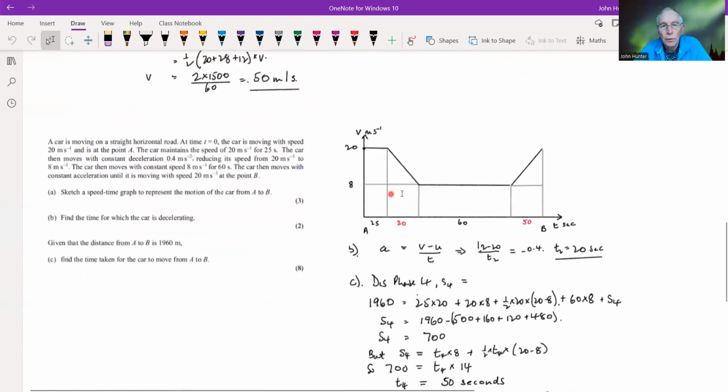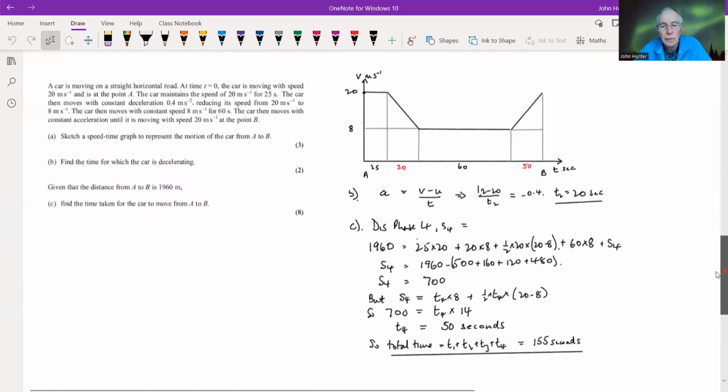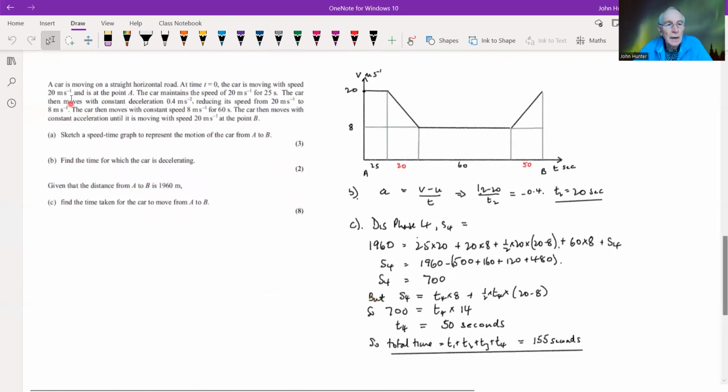Now let's have a look at this one, and then I think we've got two good examples under your belt. Okay, so this black line here is going to be the velocity time graph. A car is moving along a straight road. At time t, the car is moving with speed 20. You can see that going on there, and it is at the point A there. It maintains the speed of 20 for 25 seconds. That's that 25 seconds there, along there. And then it moves with constant deceleration of 0.4 meters per second squared. That's what it's doing there.